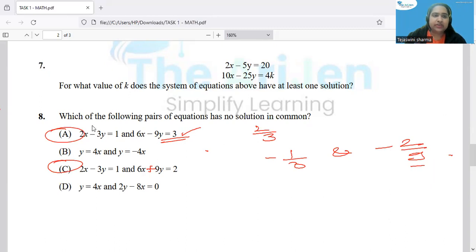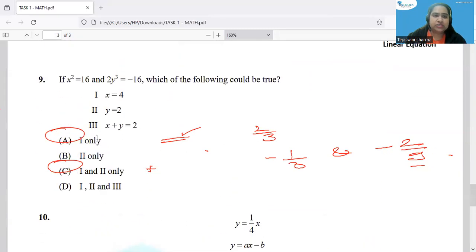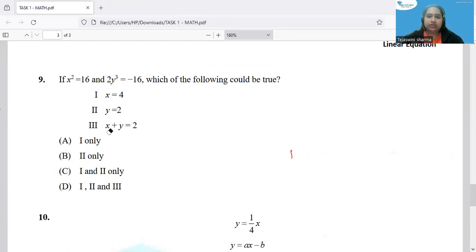Now let us see the next question, which is the ninth one. Just give me a second and then I will write it here. If you still have any query or any questions, and if you are not getting anything clearly, you can ask. We will discuss it.